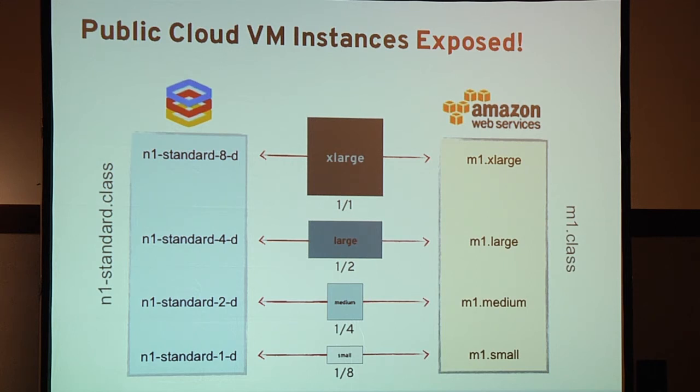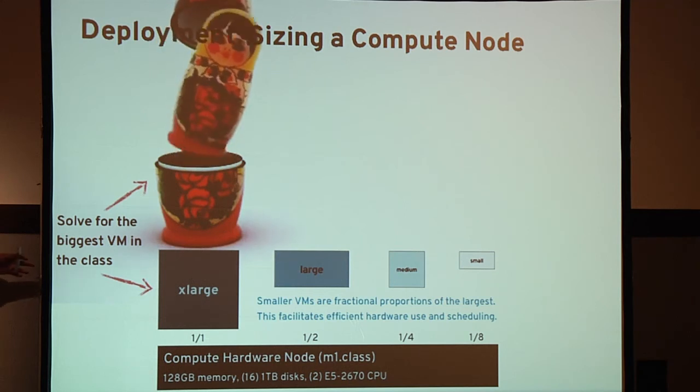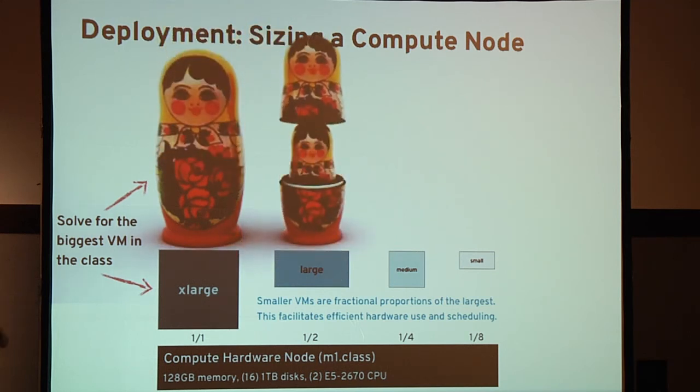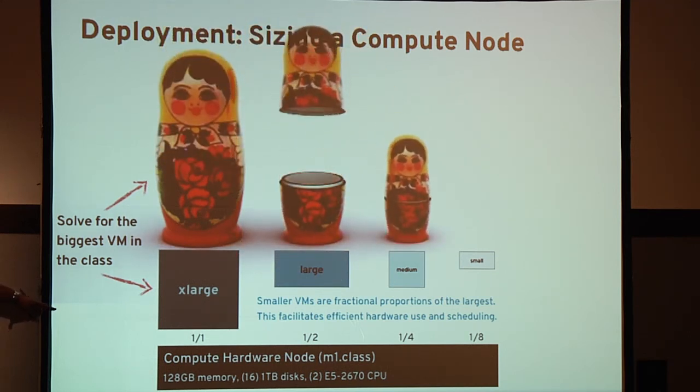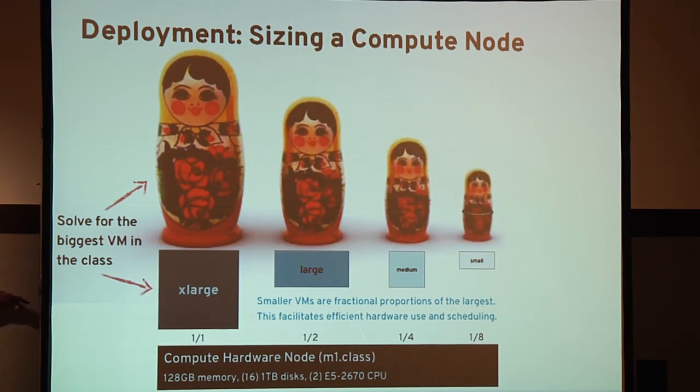And the takeaway here is that we build hardware to match this, okay? And I'll show you why. So if we solve for the biggest guy, we automatically get all of the smaller guys, okay? So if this particular machine here, I've got some specs here, if this is the M1 class of hardware with 128 gigs of RAM, 16 1 terabyte disks, and 2 processors, then we can pack in 4 of the extra large virtual machines, looking at the Amazon model.